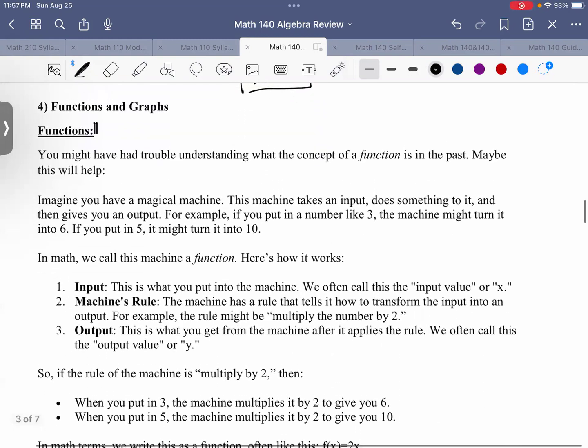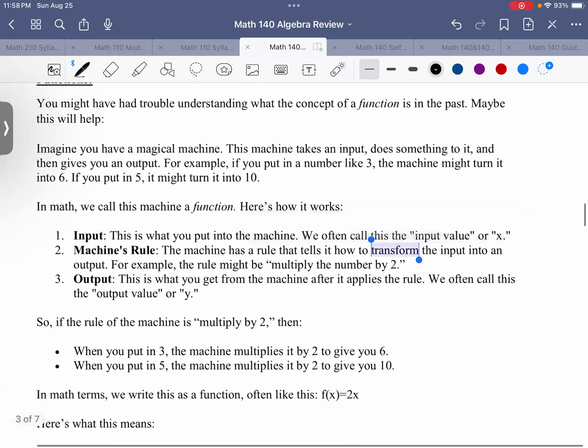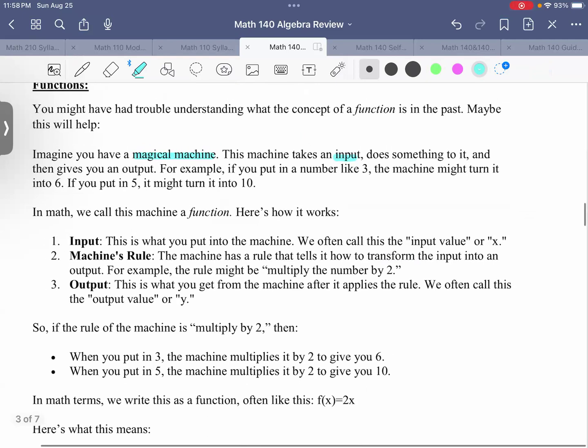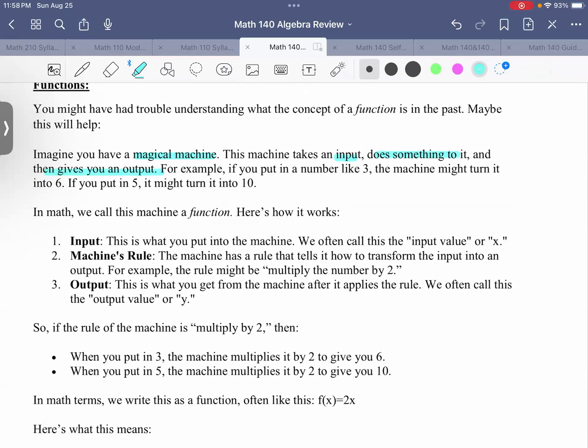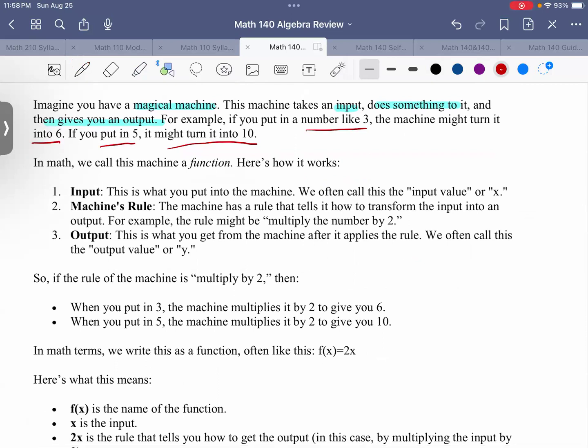So now we're going to be talking about functions and graphs. Maybe in the past you've had some trouble understanding what a function is exactly. This has always been a hard part for people to comprehend. So maybe just think of this example and see if it helps. Imagine we have some type of machine, and this machine takes in an input, does something to it, and then gives you an output. For example, let's consider you put in a number like 3 and the machine outputs 6. If you put in a 5, it'll output a 10. So this type of machine is what we call a function.